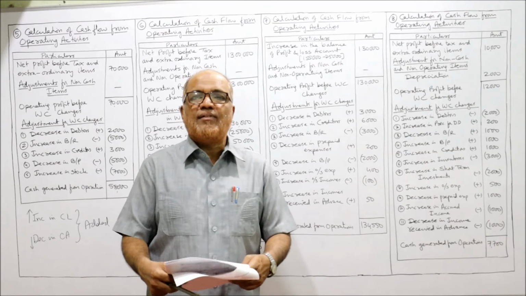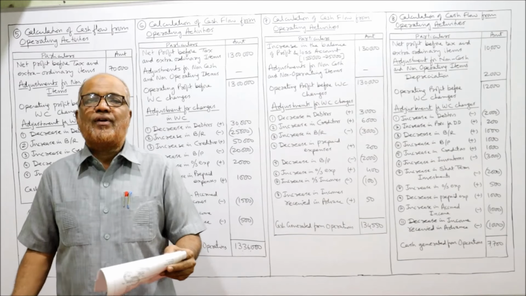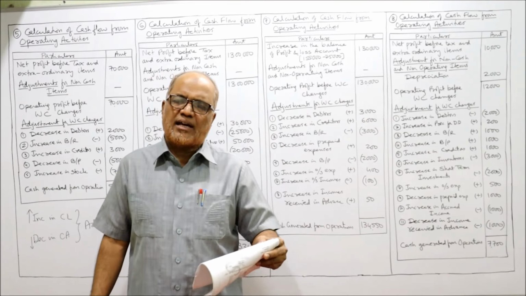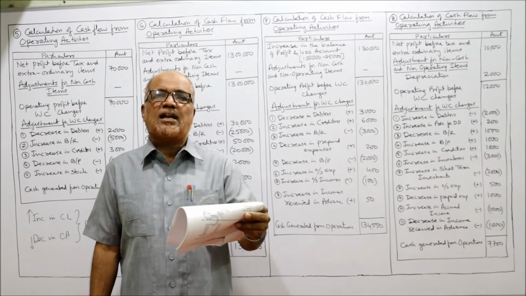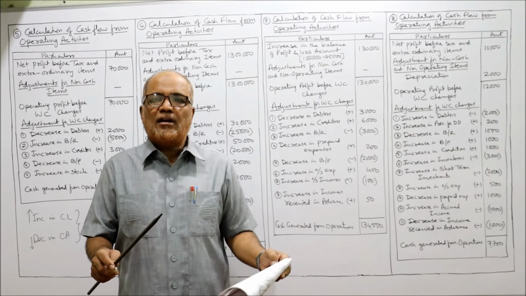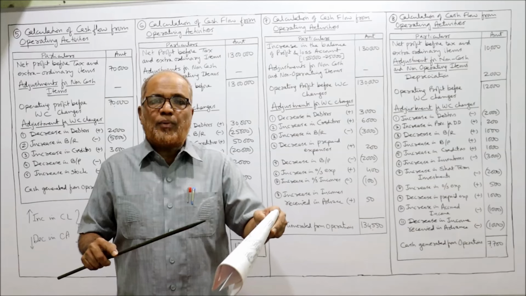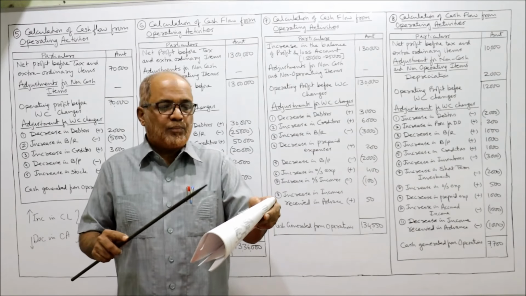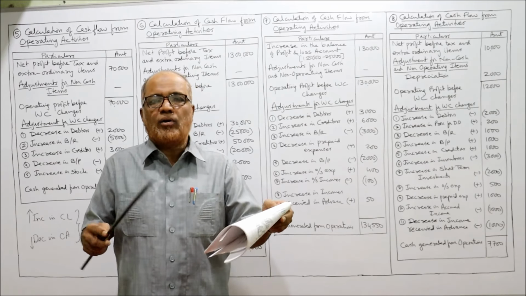Now I am coming to the seventh problem. From the figures given below, calculate cash from operating activities. Exactly the same. The balance of profit and loss account, last year and current year. In the previous problem, the current year's profit was given, but in this problem, current year profit is not given. The balance in the profit and loss account is given.